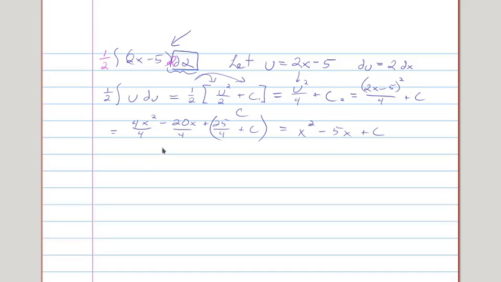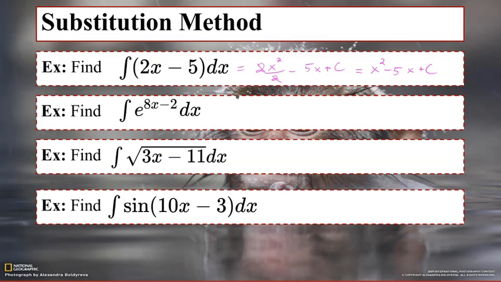So why would we use the u substitution? It looks like it's making things more complicated, but I wouldn't, to be honest, use the u substitution on this. This was just for illustration. I would use a u substitution on this next one. So we have e to the power 8x minus 2 dx.